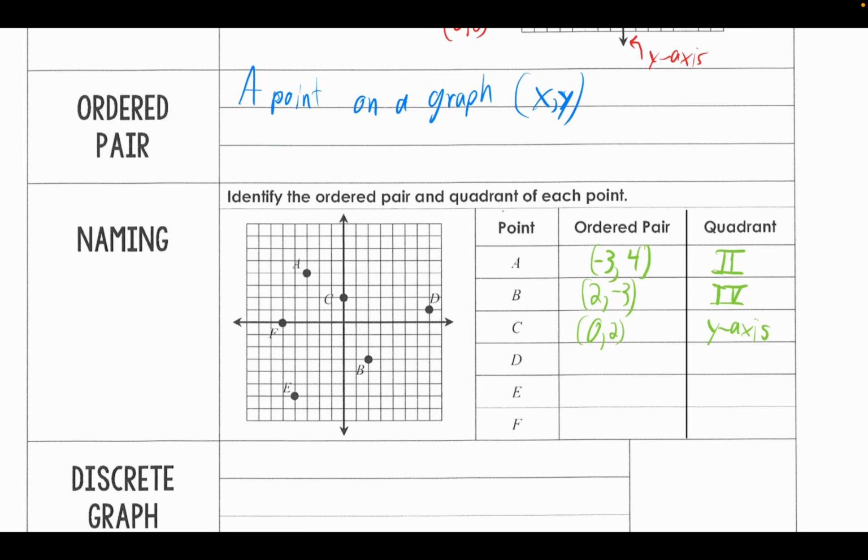Then letter D here will be the ordered pair (7, 1), which is quadrant 1. Point E will be the ordered pair (-4, -6), which lands in quadrant 3. And our last point here is point F, which is on the x-axis, and that's (-5, 0), 5 to the left, 0 up or down. Once again, that's on the x-axis. It's between quadrants 2 and 3, but in neither.